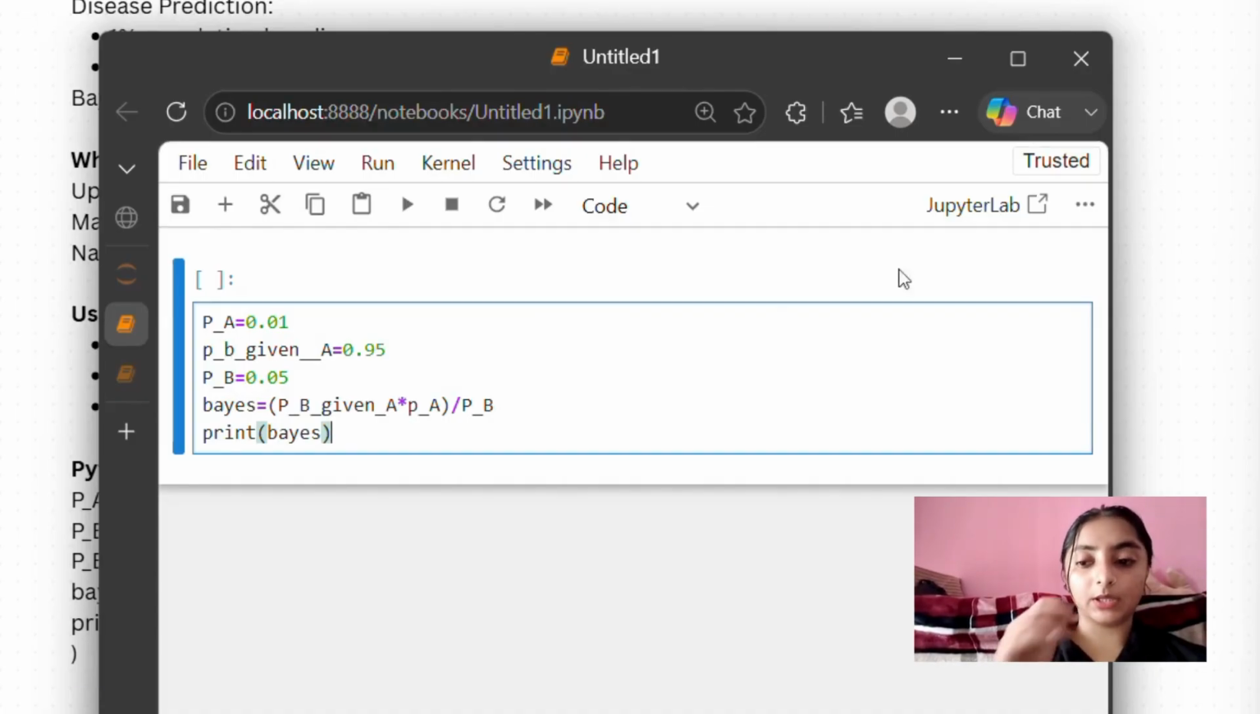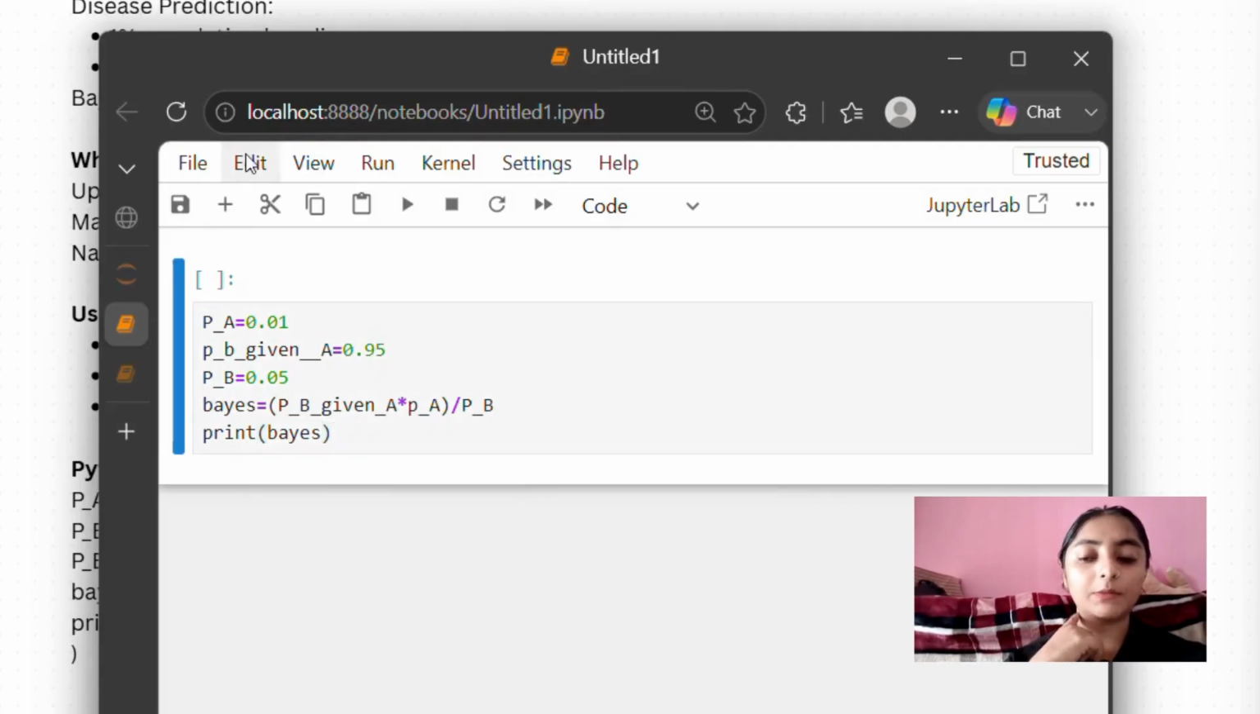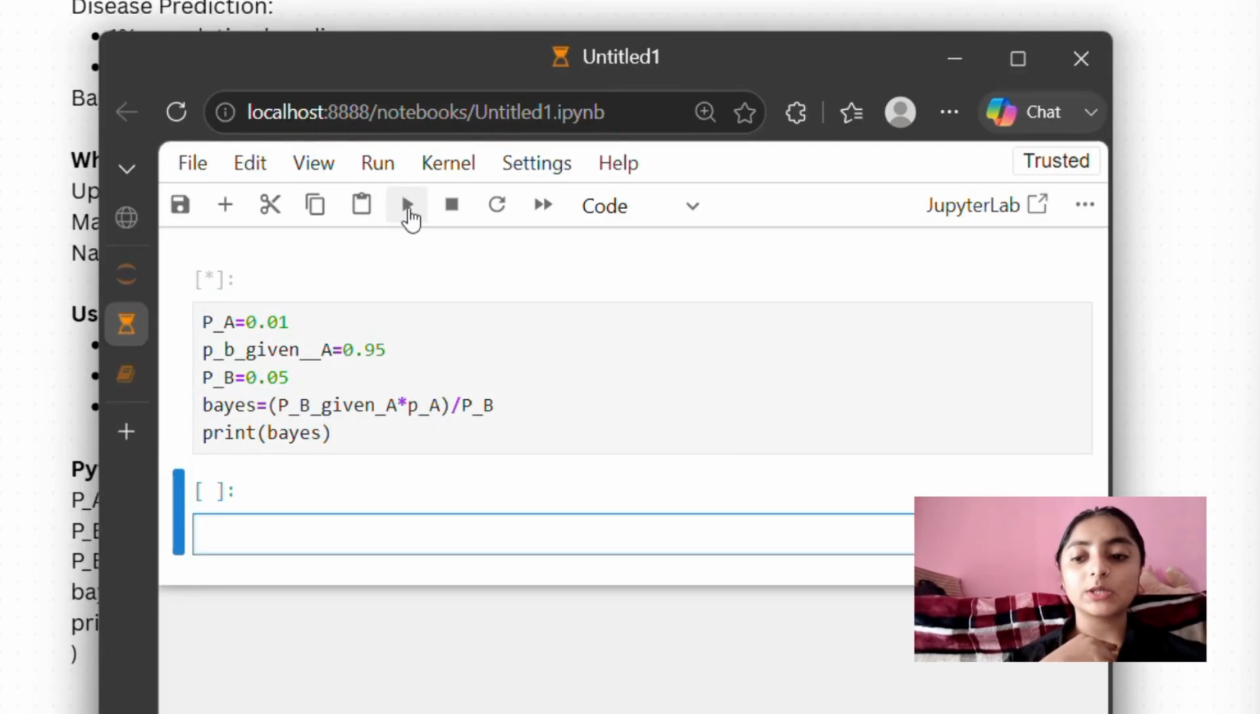It looks something like this. Here we took P(A), which is 0.01, as 1% of people have the disease. In line 2 we took p_b_given_a, which is 0.95, meaning if a person actually has the disease, the test shows a positive result 95% of the time. Next we take P(B), which is 0.05, the evidence probability of getting a positive test result. In line 4 we compute bayes, applying the Bayes theorem formula to calculate the updated probability, and we print it. So let's see the result.